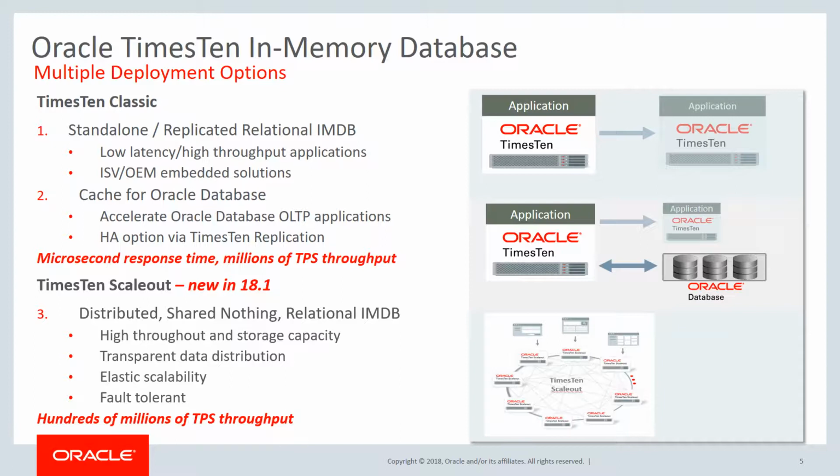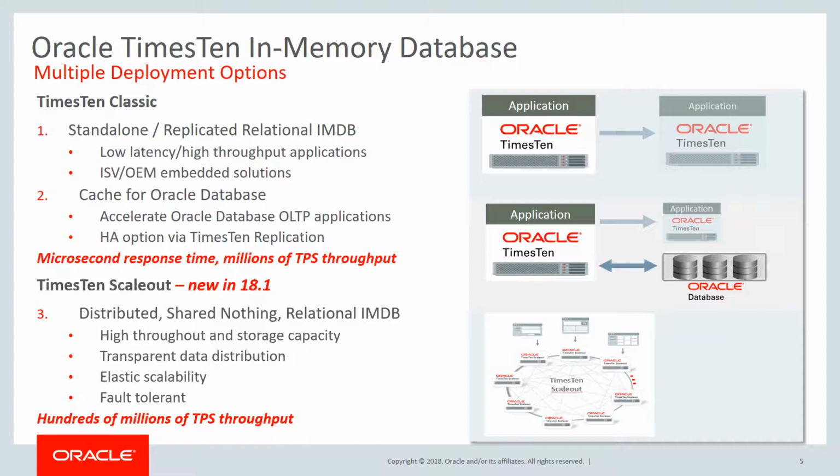Today, I'm going to introduce and completely focus on a brand new deployment model or option in the TimesTen 18.1 release called TimesTen Scaleout. And for this, we have evolved the core TimesTen product to become a distributed, shared nothing relational in-memory database. Basically, we've added a horizontal scaling capability here. Okay, so this brings with it now much higher throughput and storage capacity because we're not limited any longer to the hardware capacity of a single machine.